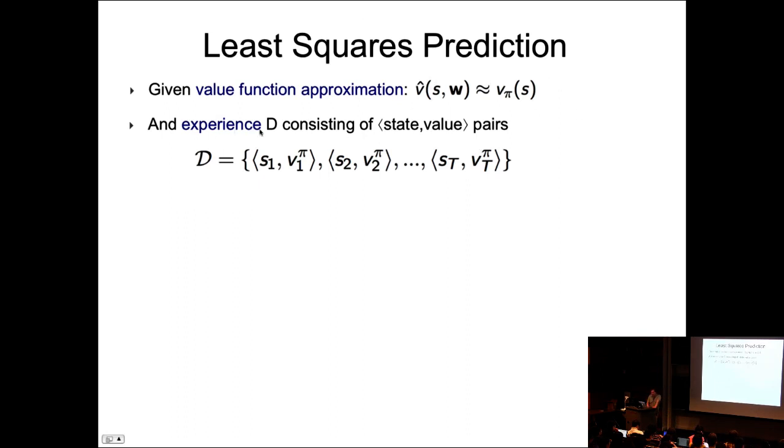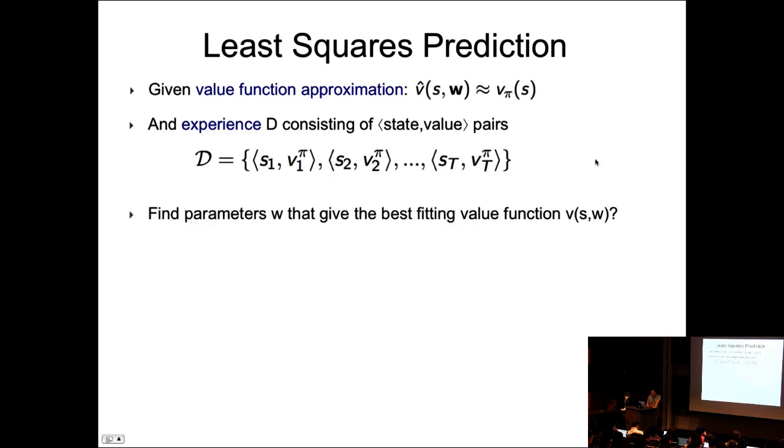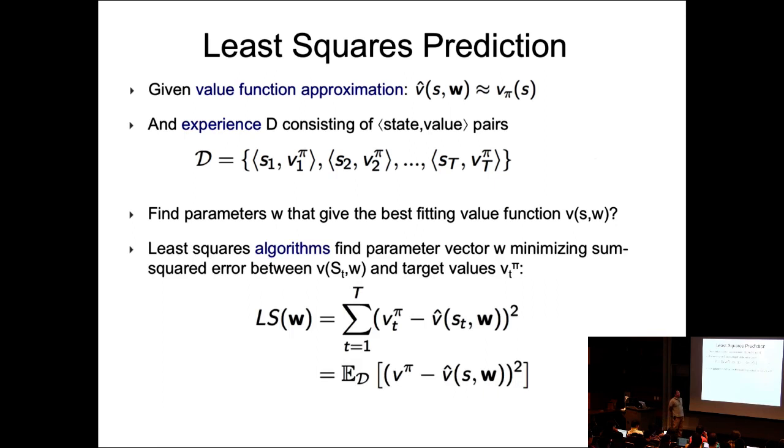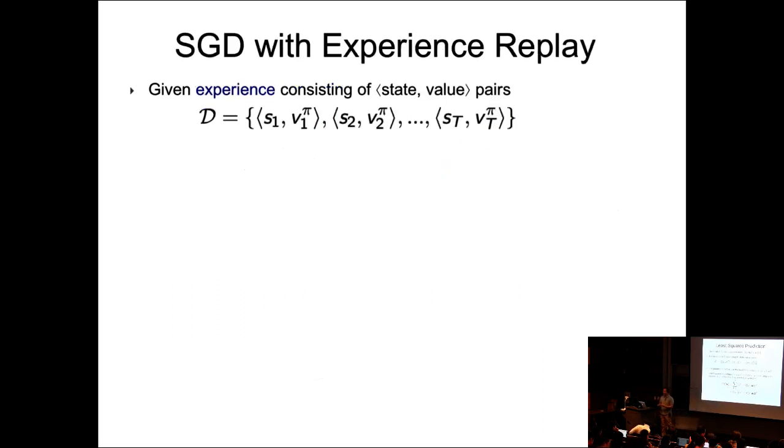So let's say we're given some value function approximation, right? That's what we have. And we have some experience D consisting of state value pairs. Okay? So for a particular value function pi, we have the training set. And so instead of doing gradient descent, as I mentioned before, we can just do a least squares algorithm. So we're going to find the parameter vector minimizing the sum of squared error. And in many cases, if we have a linear policy, as I mentioned before, we can find the optimal value of the parameters without resorting to stochastic gradient descent.